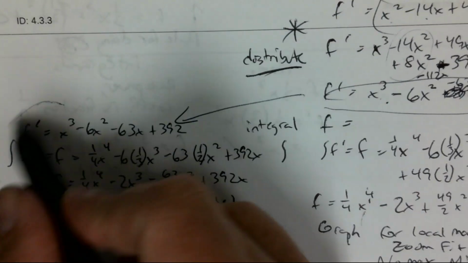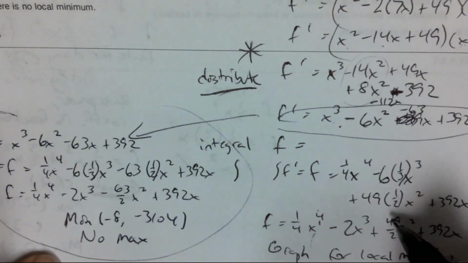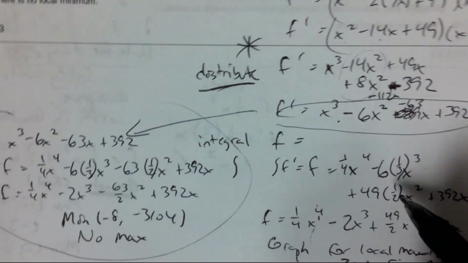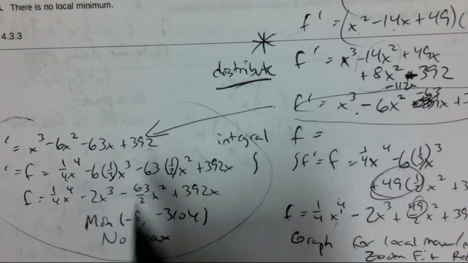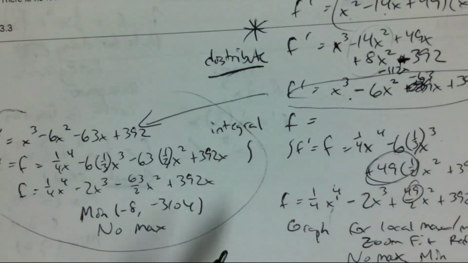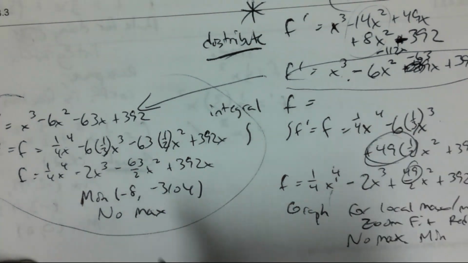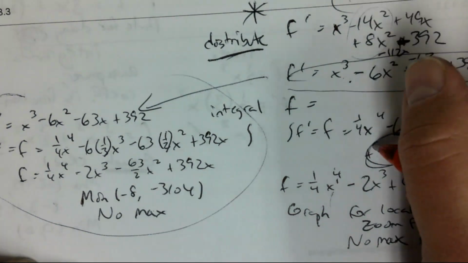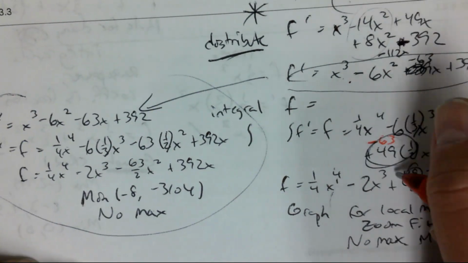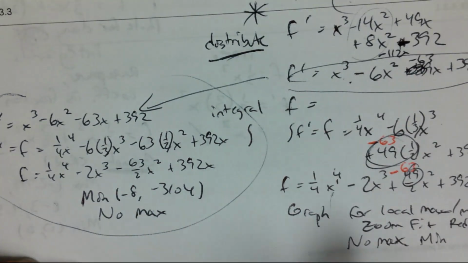So this is the right step, and this had one little mistake right there. That should have been 63, or actually negative 63. Okay, other than that, that was right.